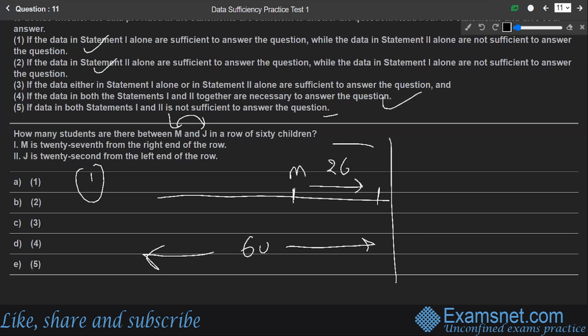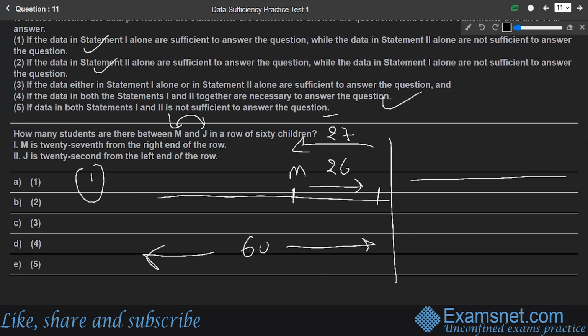If somebody is 27th from the right, then obviously there will be 26 people to the right of him. That's what we have taken, 26 people to the right of him. This is the position of M. But using statement number 1 alone, are we able to answer how many students are there between M and J? Clearly we are not able to, because the connection of J is missing. So the first alone is not sufficient.